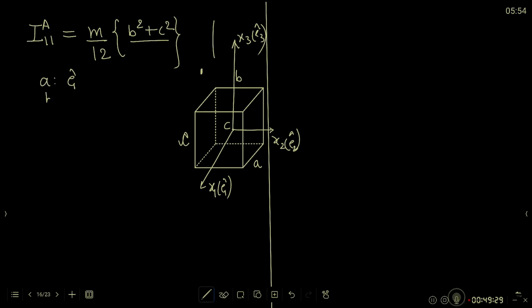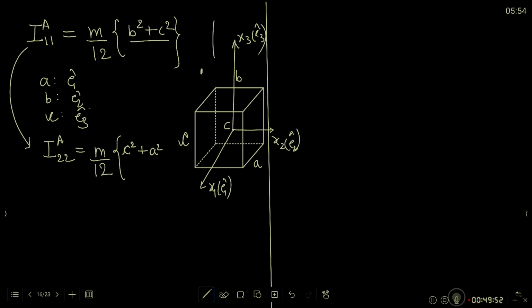So IA11 is this. You recognize the pattern. You can write IA22 without doing any integration. It will again have M, it will have 12. Instead of b, it will become c square, and instead of c, it will become a square. This is what IA22 is. IA33 will be M by 12. c will become a square, and a will become b square. Okay. Pattern recognition.